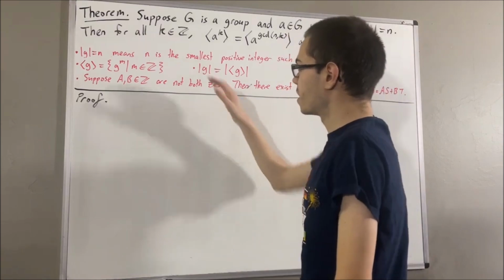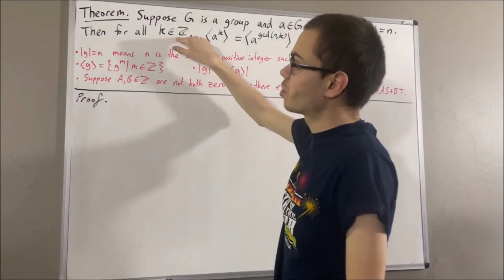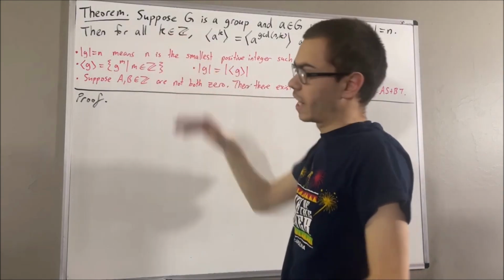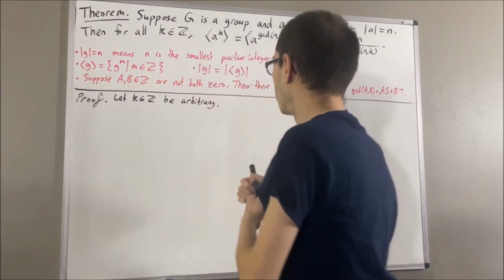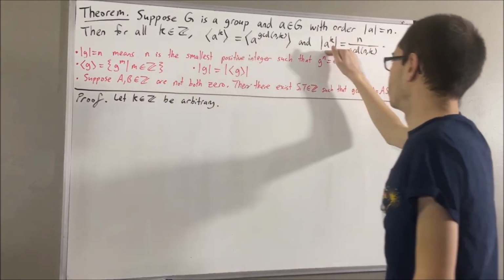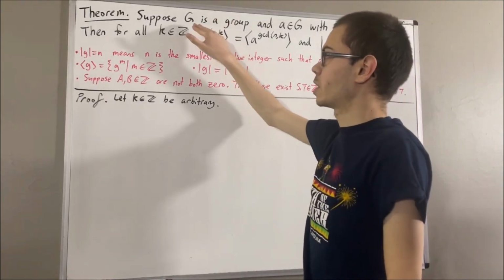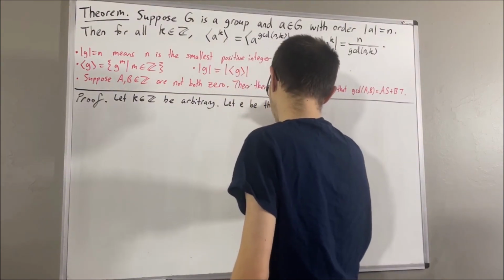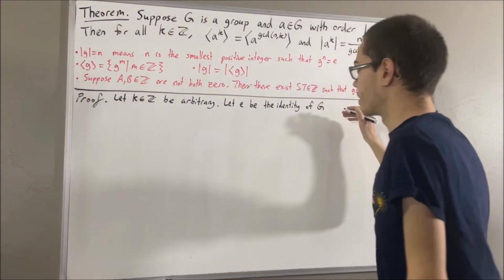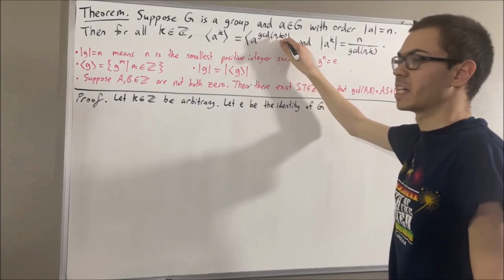To start out the proof, since we're trying to prove a statement about all integers, let's give ourselves an arbitrary integer. I'll call it k. From here, the whole goal is to show that these two statements are true. Now, we're going to say that the identity element of our group is e. And for convenience, we're going to write the GCD of n and k as d.